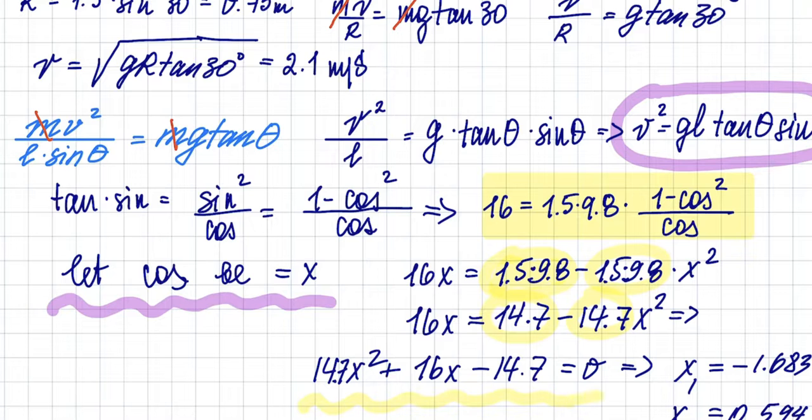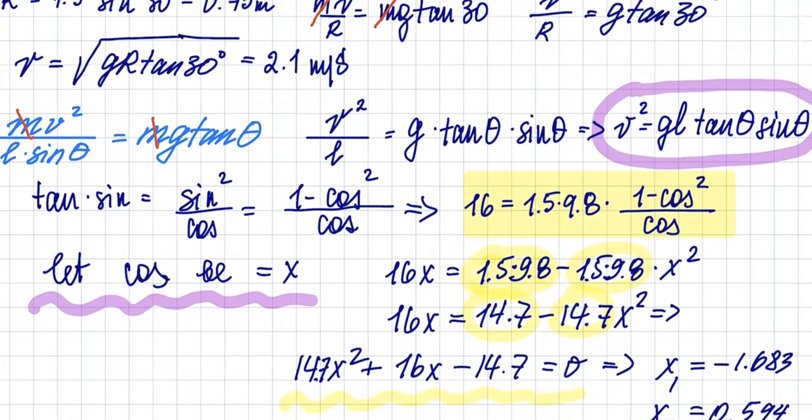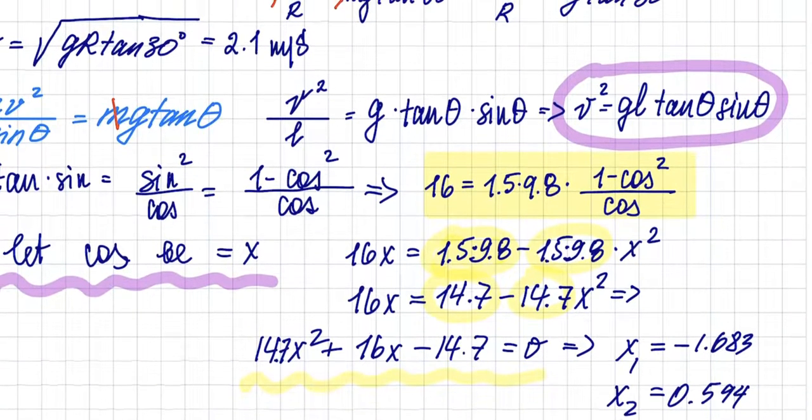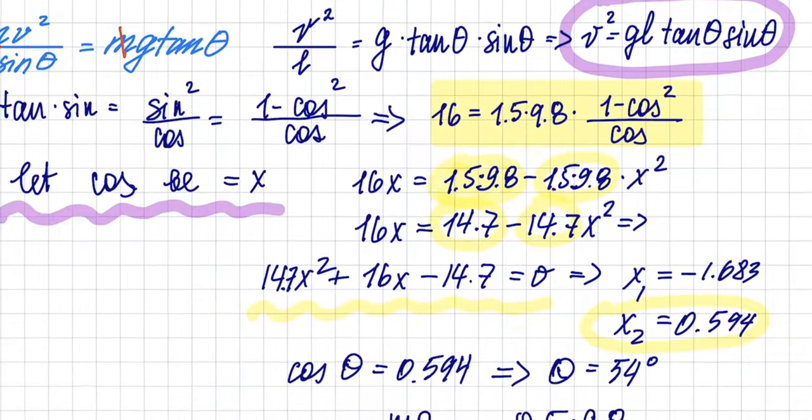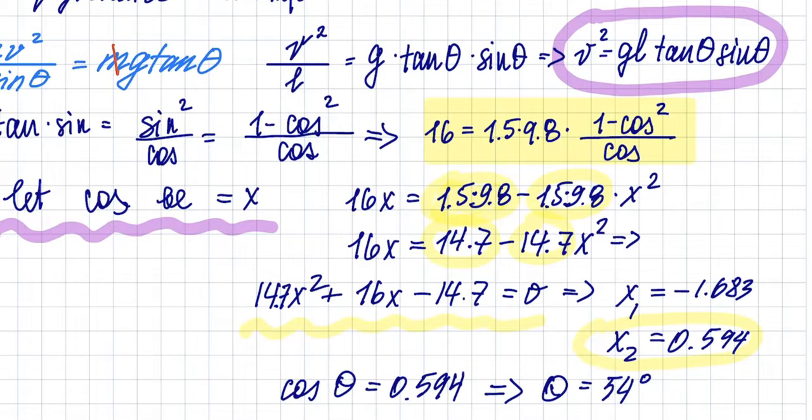Redistribute, get it into a quadratic equation. I am not a big fan of discriminant. I just went ahead and Desmos-ed it, or graphed it. You can graph it in your calculator and figure out your roots. One of the roots is almost 1.7. As soon as it's more than 1 and it's supposed to be a cosine, you know that's not it. So your choice is 0.594, and if cosine of theta is 0.594, then theta itself is 54. So that is how you figure out the second one.